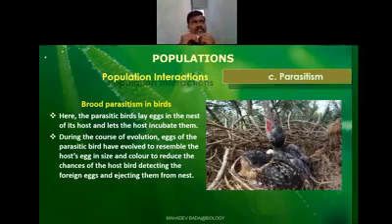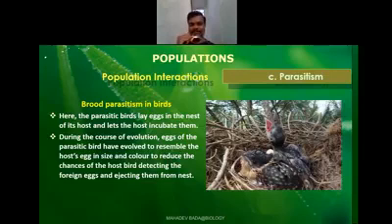Brood parasitism in birds is one of the peculiar characters of parasitism. Here, the parasitic bird lays eggs in the nest of the host organism and leaves them there. Let the host incubate them. During the course of evolution, eggs of the parasitic bird have evolved to resemble the host egg in size and color, to reduce the chances of the host bird detecting the foreign eggs and ejecting them from the nest.